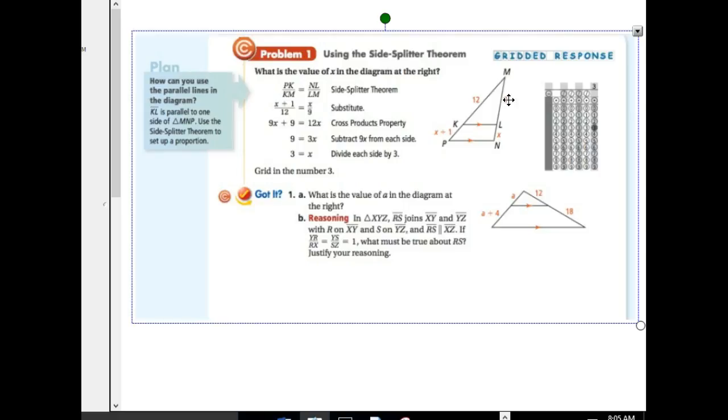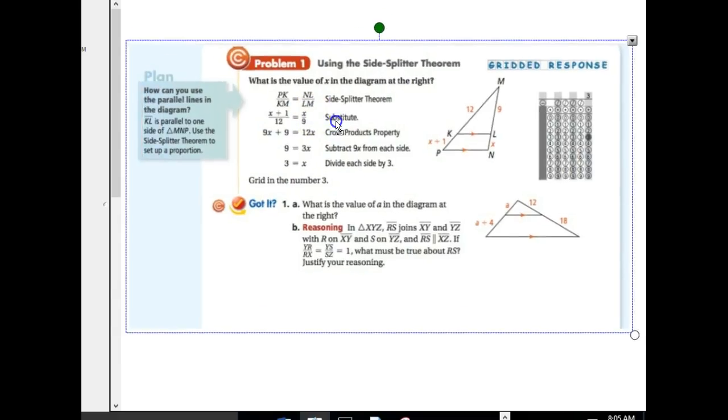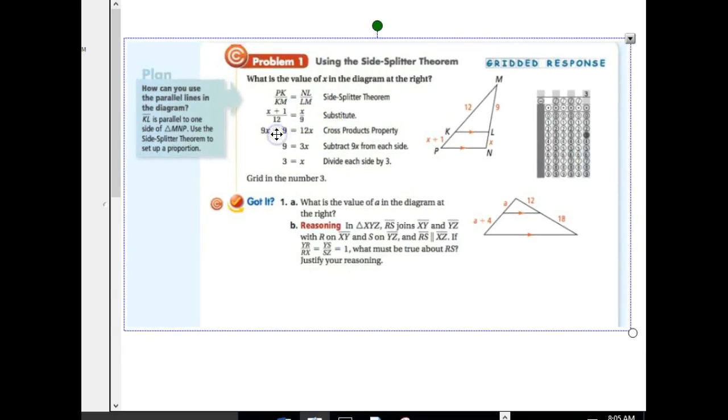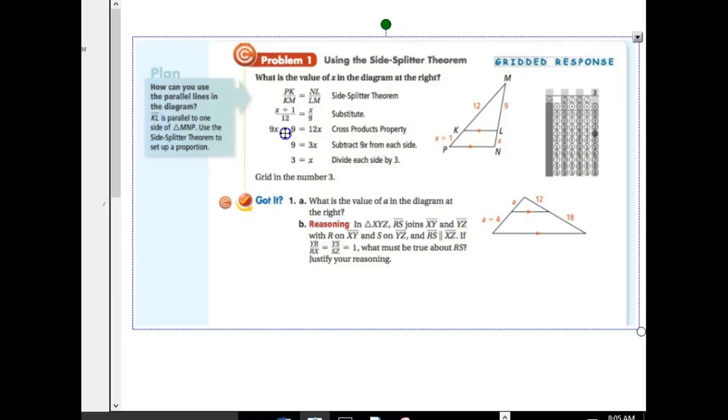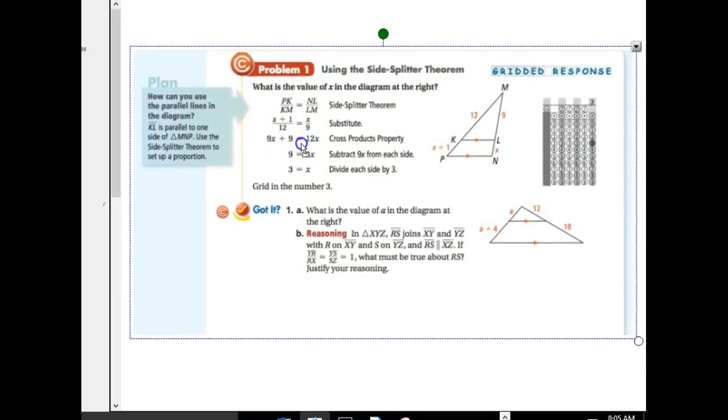So you can see that PK, x plus 1, is to 12 as x is to 9. Now, we call it cross product. I call it cross multiplication. If you simply cross the x plus 1 times 9, and then on the other side you're going to multiply the 12 times the x. You have to distribute that 9, so you're going to get 9x plus 9 equals, and then the other side is 12 times x, which is 12x.